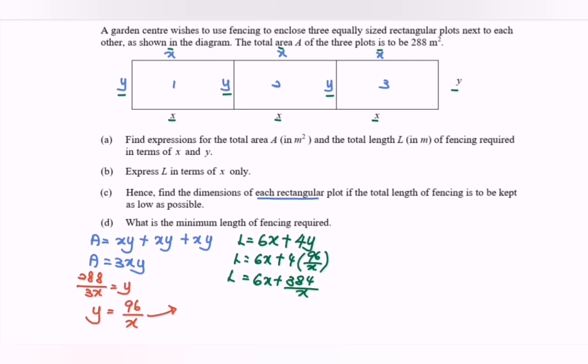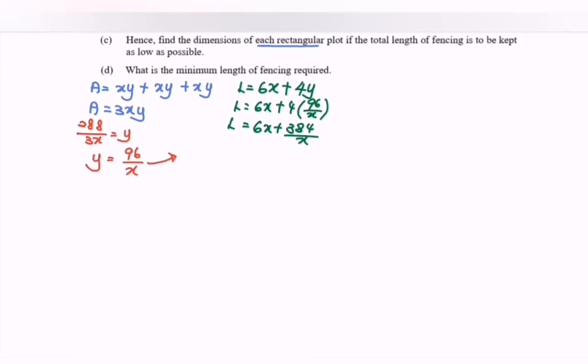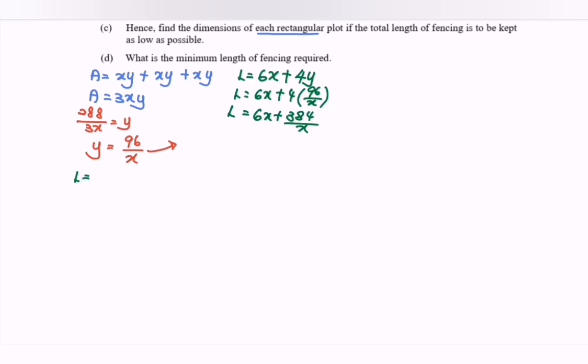C. Find the dimensions of the rectangular plot if the total length of the fencing is to be kept as low as possible. So number 1, to find, we have L, which is equal to 6x plus 384 over x. dL/dx, where we have 6 minus 384 over x squared. Second derivative, so we have positive 768 over x cubed. So that is the second derivative.